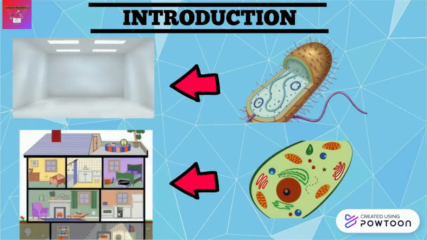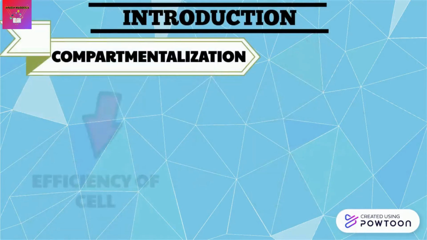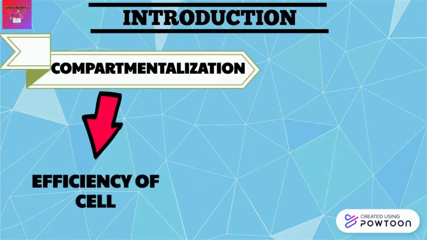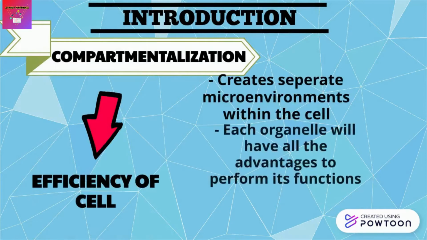These rooms or compartments in the eukaryotic cells are essential as they aid in complementing the complexity of the cell's function. Compartmentalization in eukaryotic cells is largely about efficiency. Separating the cell into different parts allows for the creation of specific microenvironments within a cell. That way, each organelle can have all the advantages it needs to perform to the best of its ability.